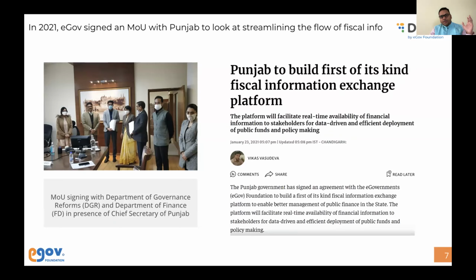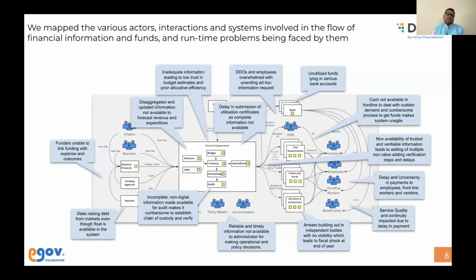So in the process, what we did was we started looking at who are the different actors in the system, what are the interactions they have with each other, and these interactions, are they facilitated by any technology or digital systems, or is it still manual? And also some of the runtime problems that these actors face, right?